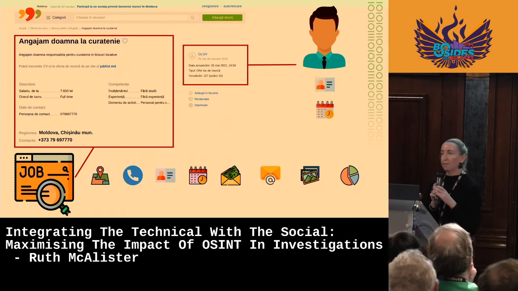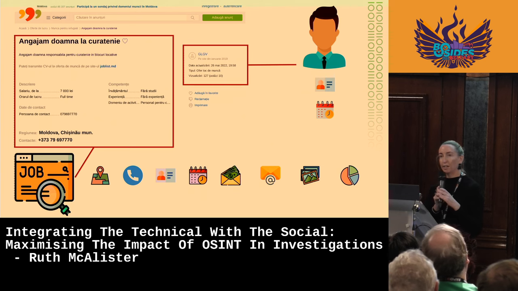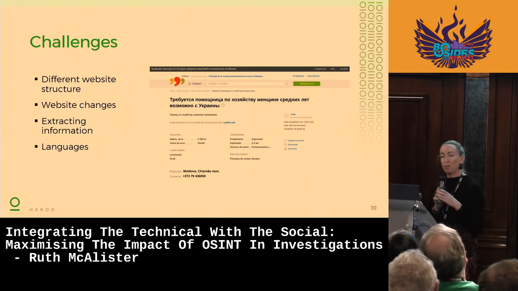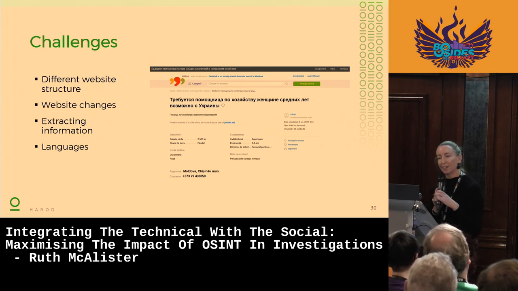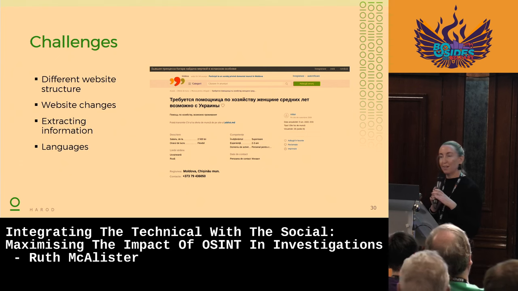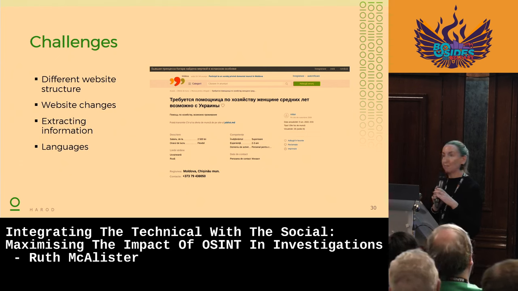Every advert has key information for me: a location, a phone number, as you can see, information about the person posting it, the date it was posted, the amount of money offered, email addresses, images, and how long the job may be for. Is it full-time, permanent, part-time, all of that information. What were the challenges? Like I said before, the website structure, websites changing, trying to get the right information extracted, and oh my goodness, working with Romanian was terrible, but also some adverts were in Cyrillic. That was really quite awful.